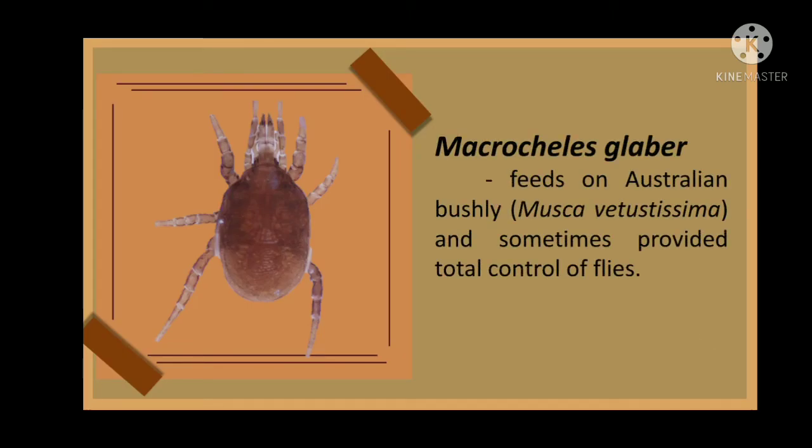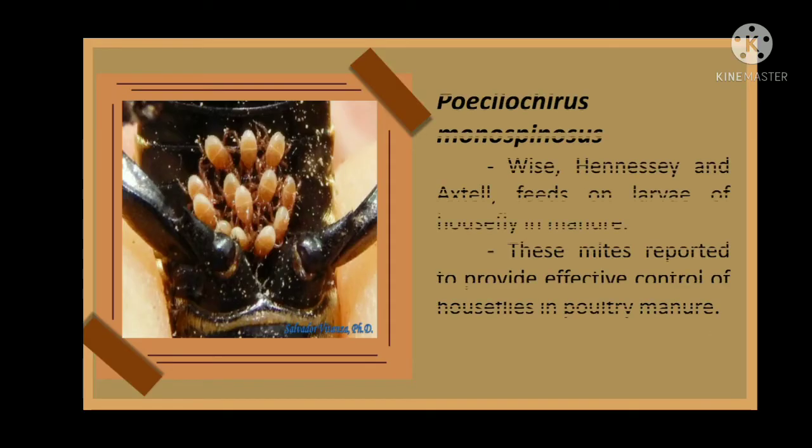Macrocheles glaber. They feed on the Australian bush fly and sometimes provide total control of flies. Macrocheles muscaedomesticae, Macrocheles robustulus, Poecilochirus monospinosus, Weiss, Hanseni, and Axtell feed on larvae of housefly in manure. These mites are reported to provide effective control of houseflies in poultry manure.